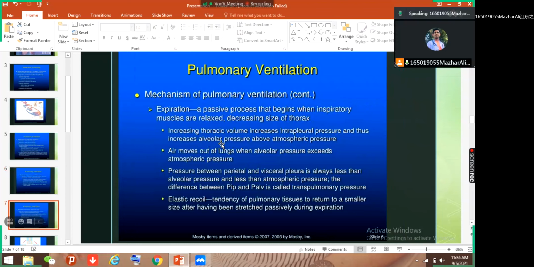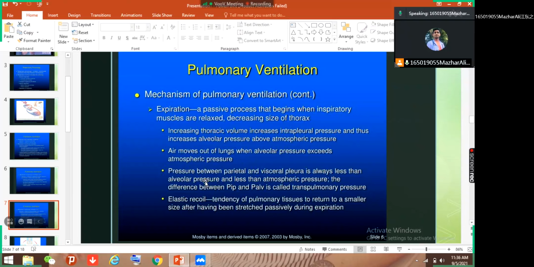How does this happen? When thoracic pressure increases, that increases intrapleural pressure, the pressure between the parietal and visceral pleura, which causes alveolar pressure to increase. So these two things increase alveolar pressure. That pressure can induce what? Expiration. When there is no increase in thoracic volume, there is no increase in alveolar pressure. So air moves out of the lungs when alveolar pressure exceeds the atmospheric pressure.